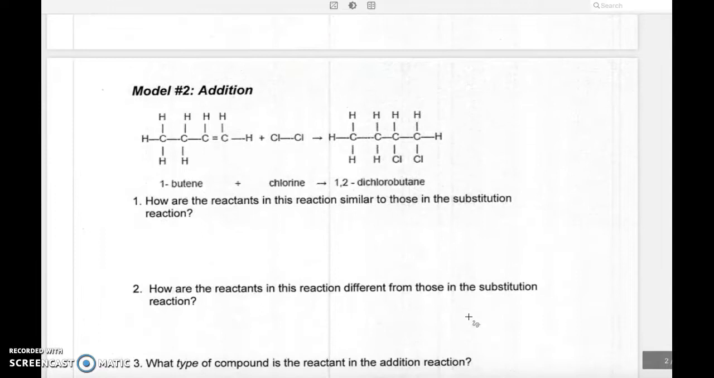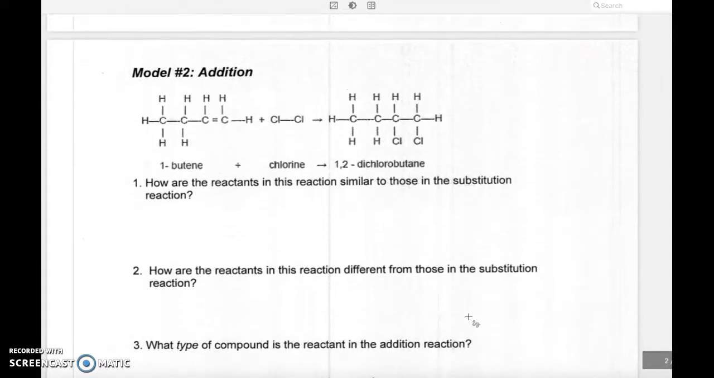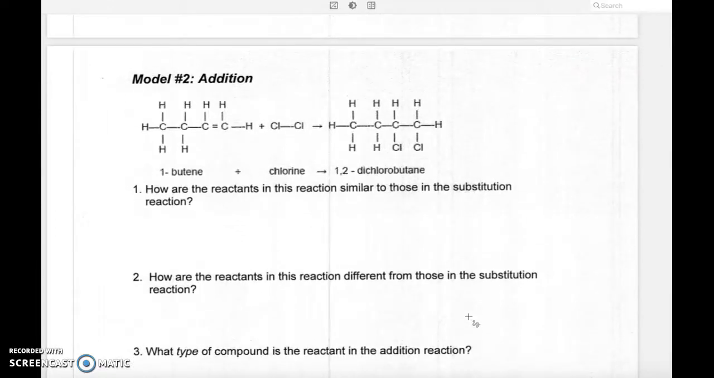Now, when we have an addition reaction, we're a tad bit different. How is an addition reaction? If we look over here, we have 1-butene. Because we have this double bond here, we are part of the alkene family.